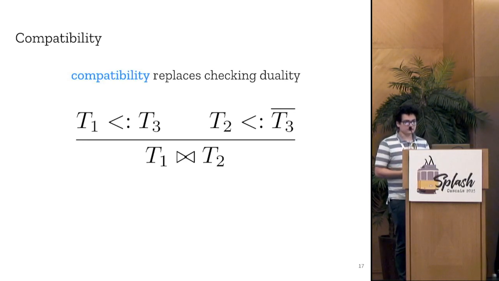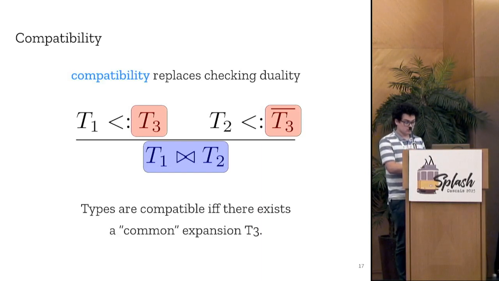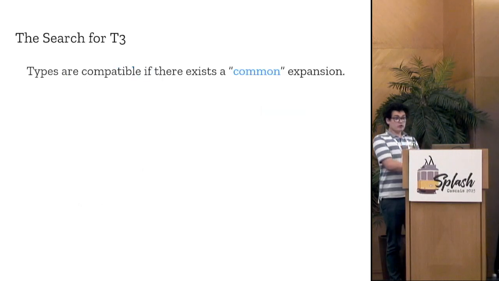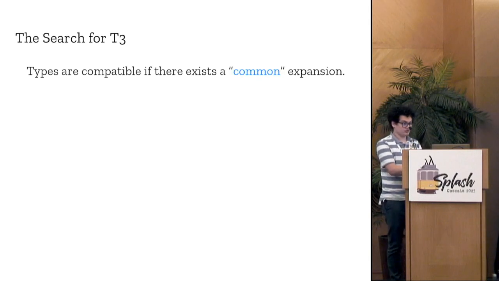In our compatibility relation, instead of subtyping using expansion, we can say 2 types are compatible if for both of them we can find some T3 that is an expansion of T1, and where T3's dual is an expansion of T2. That T3 represents some common interval over which we reason about these types. Some common interval. What common interval? Well, the good news is it's actually not that hard to find. There's only one reasonable choice for T3.